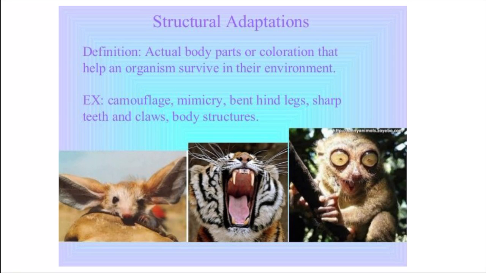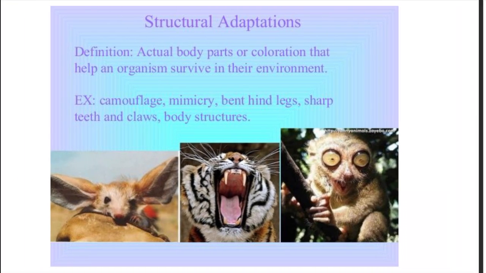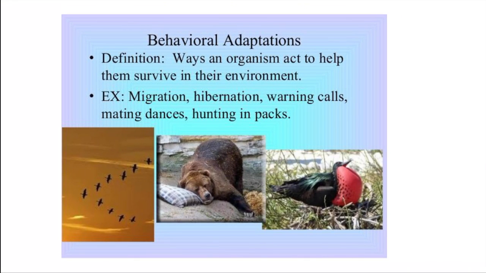Like a tiger, and the bat or rat, they have adaptations. And mimicry, bent hind legs, sharp teeth, close body structures. Okay, behavioral adaptation: ways an organism acts to help it survive in its environment. Like migration, hibernation, warning calls, mating dances, and hunting in packs.